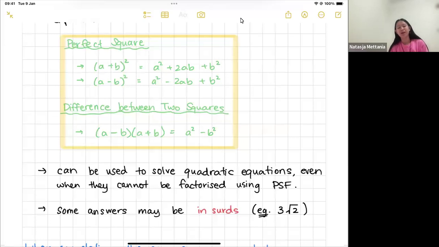And the third thing about completing the square is that most or some of your answers are going to be in surd form. If you don't know what surds are, it's basically square roots. And I've got an example right underneath there. An example is 3 square root 2. That's a surd, okay? All right.